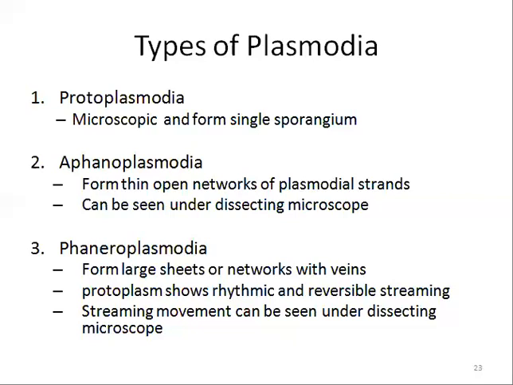Next is the phaneroplasmodia. Phanero means visible. They are large sheets or networks with conspicuous veins within which the protoplasm shows rhythmic and reversible streaming due to interactions of calcium ions with cytoskeletal elements lining the veins of these plasmodia. These movements can be observed with the help of a dissecting microscope.